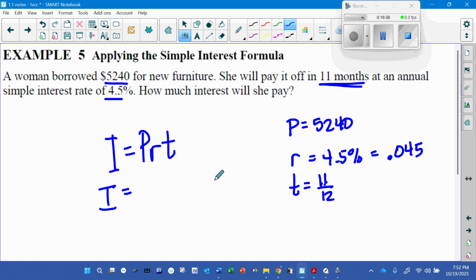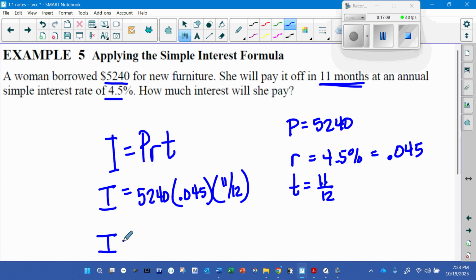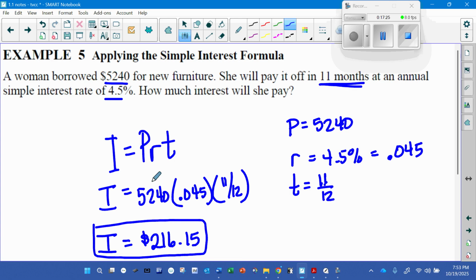All right, so let's plug all these numbers in. So we got our principal times our rate times our time. And then we just plug this into our calculator because we're not going to do that in our head. And we get, when I did this, I think it was 216.15, yes. So she is going to pay $216.15 in interest. So not only will she pay back the $5,240, she will also pay an additional $216 for letting her borrow the money.